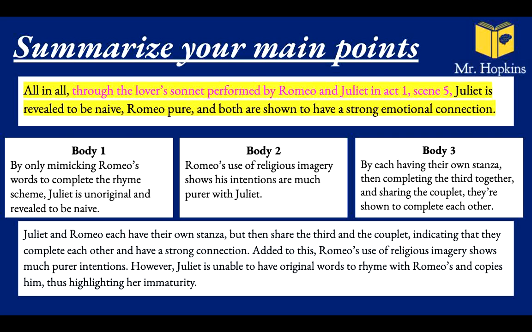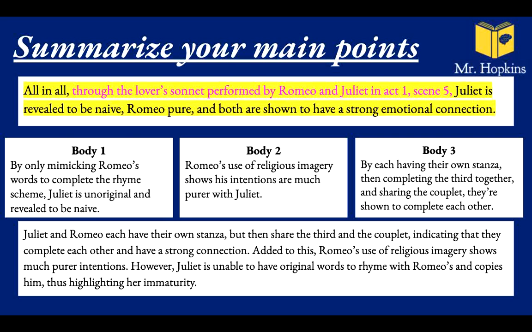All in all, through the lover's sonnet performed by Romeo and Juliet in Act 1, Scene 5, Juliet is revealed to be naive, Romeo pure, and both are shown to have a strong emotional connection. By only mimicking Romeo's words to compare the rhyme scheme, Juliet is unoriginal and revealed to be naive. That's what I write about in my first body paragraph.